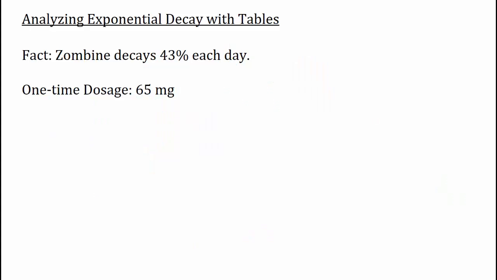Let's start with tables. Fact: Zombine decays 43% each day. That disappears little by little from our bloodstream. Patients are given a one-time dosage of 65 milligrams. So patients begin with 65 milligrams of Zombine in their system.